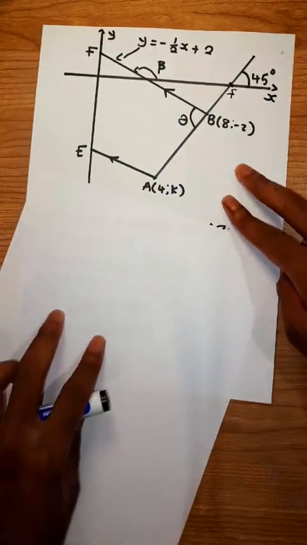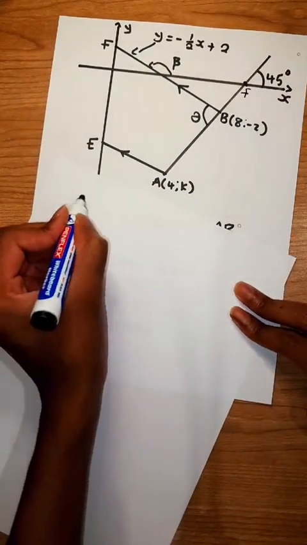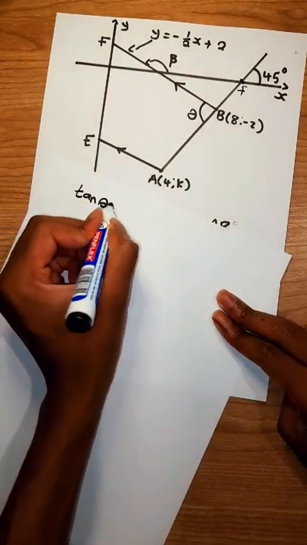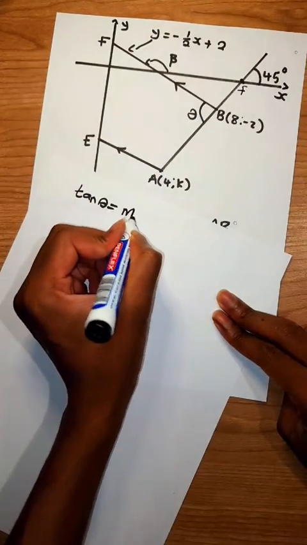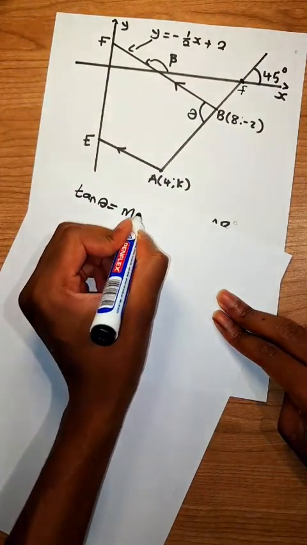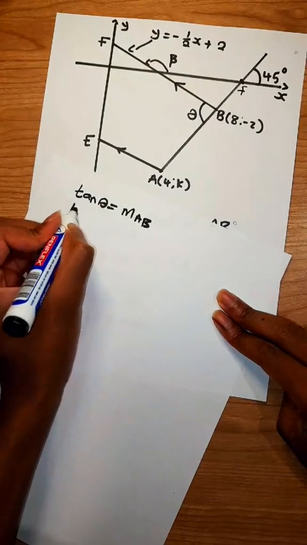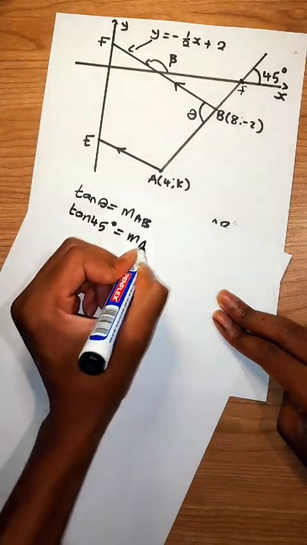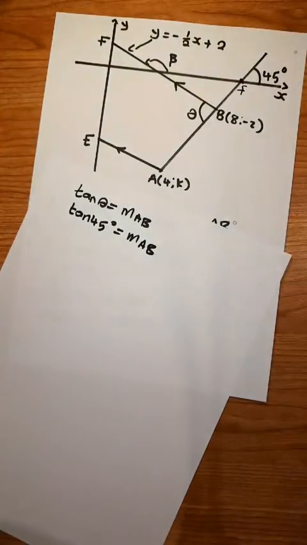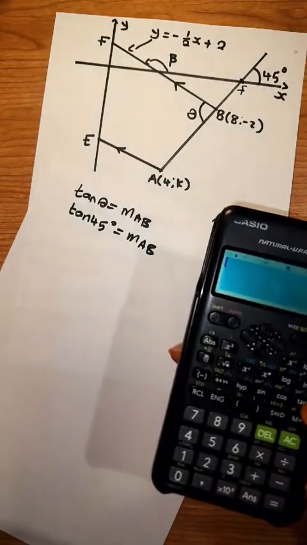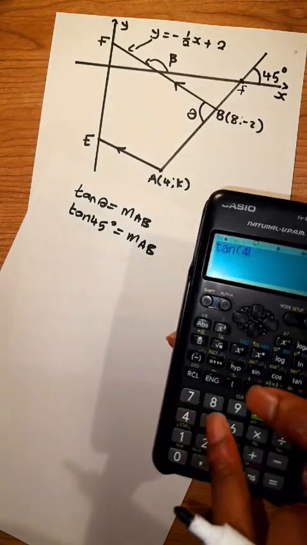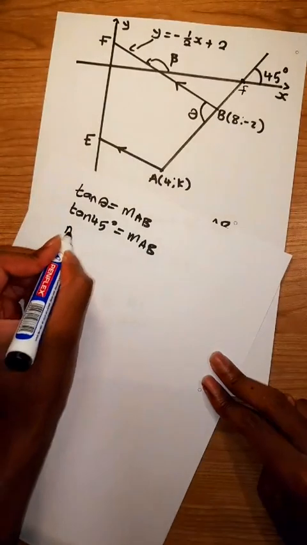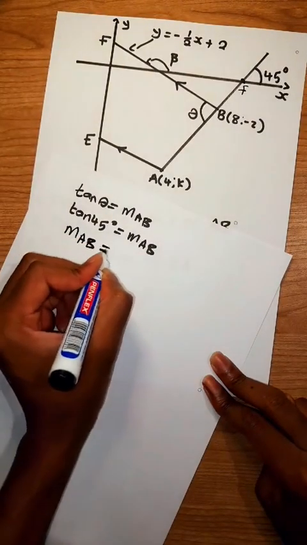So we know that there's actually this formula that says the tan of theta equals the gradient of that line. So at this point, the tan of 45 degrees is going to be the gradient of AB. What is it going to be? I know the answer, but I want you to put it inside the calculator, because you guys don't do it in the exam and you end up getting something different. So you find that the gradient of AB is going to be 1.